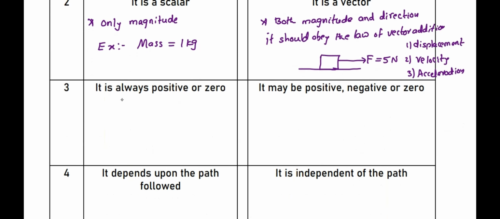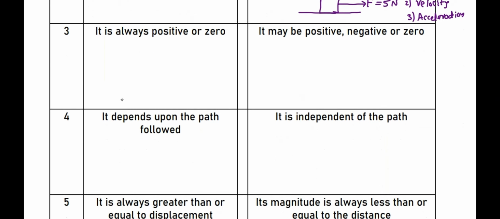So while coming to point 3, the distance is always positive, and if the body is not moving, then the distance may be 0. If the body is not moving, we need not discuss distance or displacement. So generally, it has a positive value.